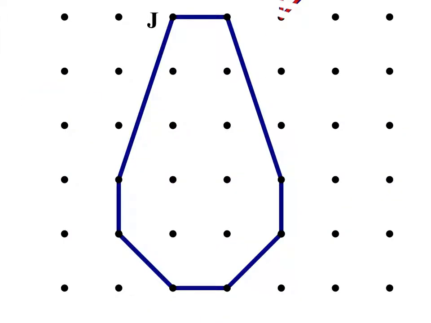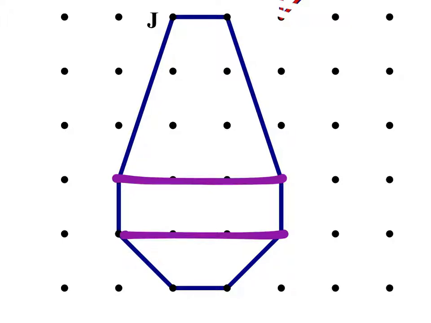All right, letter J. This is a good one. There are several ways we can go about it. We could cut it off right here and say that we have 2 trapezoids and a rectangle, but most people don't like that. You guys just don't like trapezoids, whatever.